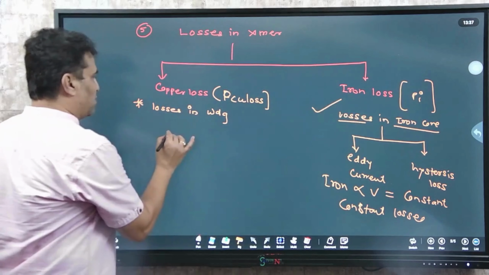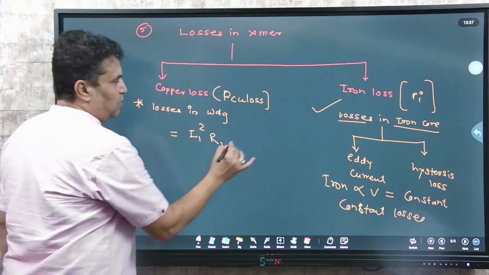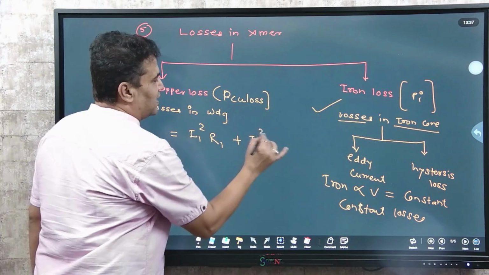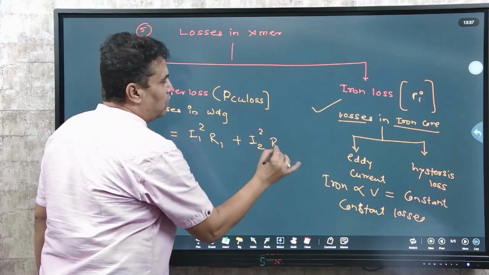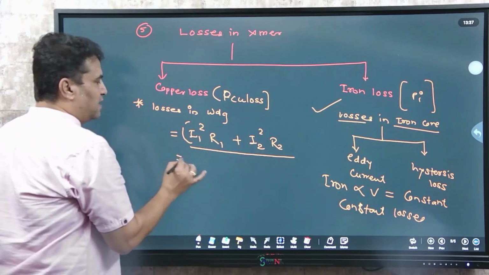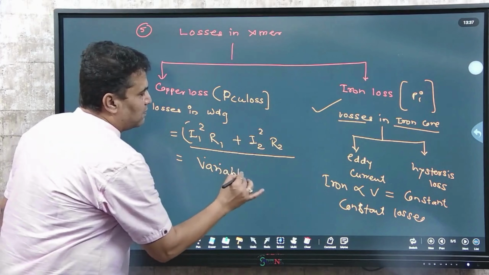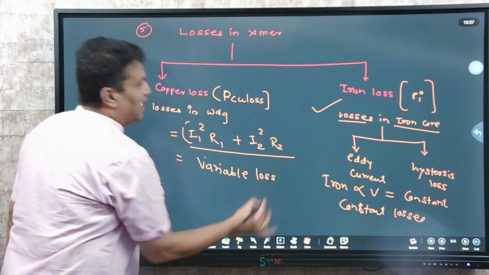लेकिन कॉपर लॉस का फॉर्मूला क्या रहेगा? प्राइमरी करंट I1 स्क्वायर इंटू R1, दैट इज रेजिस्टेंस ऑफ प्राइमरी, एंड I2 स्क्वायर, दैट इज करंट ऑफ सेकेंडरी इंटू R2. तो इसमें देखो कॉपर लॉस इज ऑलवेज प्रोपोर्शनल टू द करंट, एंड करंट वेरिएबल रहता है, इसलिए इस लॉस को हमेशा कहा जाता है वेरिएबल लॉस. सो एग्जाम यू हैव टू एक्सप्लेन लाइक दिस.